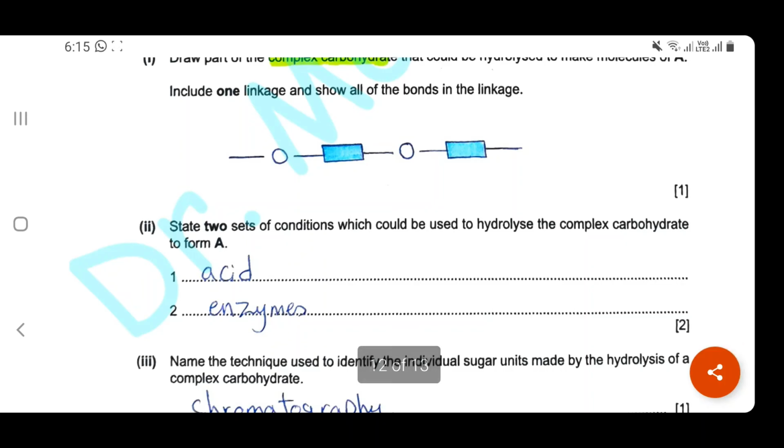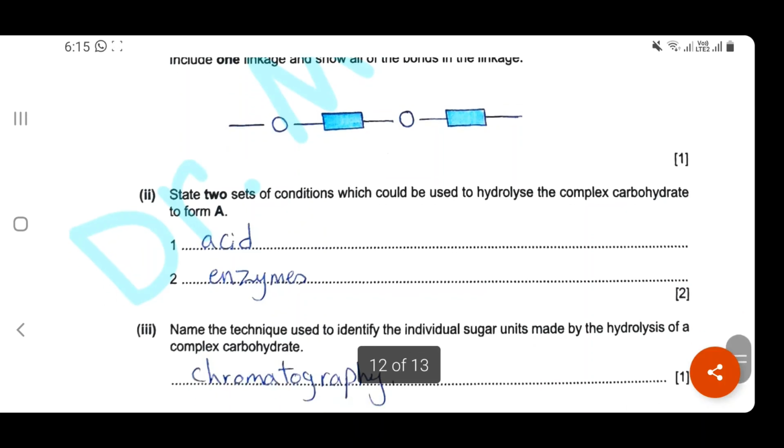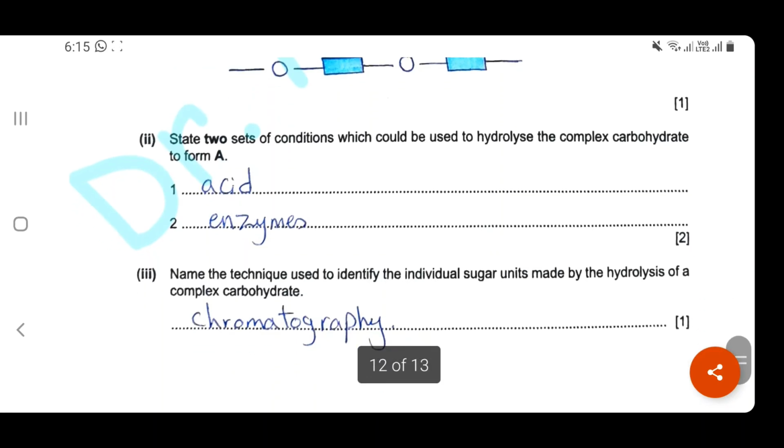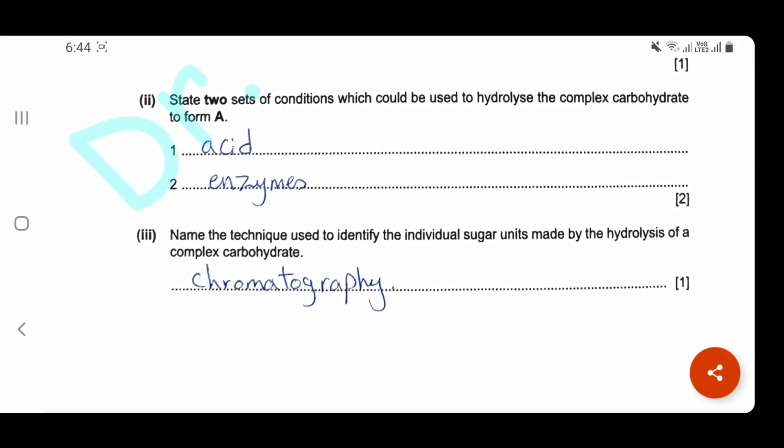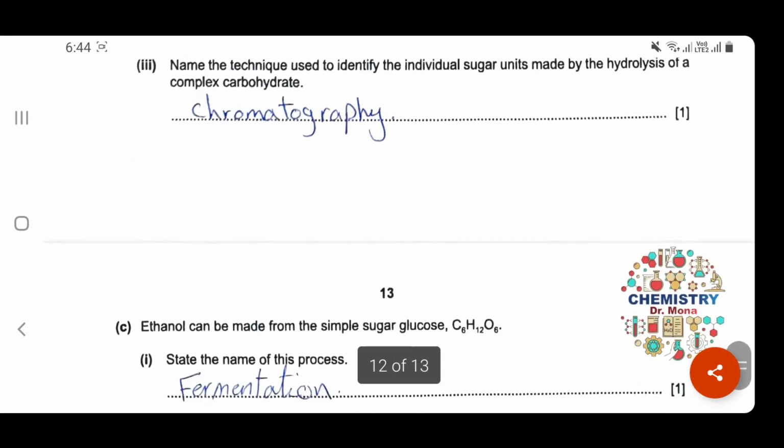State 2 sets of conditions which could be used to hydrolyze a complex carbohydrate to form sugar A. Carbohydrates can be hydrolyzed in 2 ways, either by acids or by enzymes. So these are the conditions needed to hydrolyze carbohydrates. Name the technique used to identify the individual sugar units made by the hydrolysis of complex carbohydrate. Sugars can be identified using the chromatography technique.